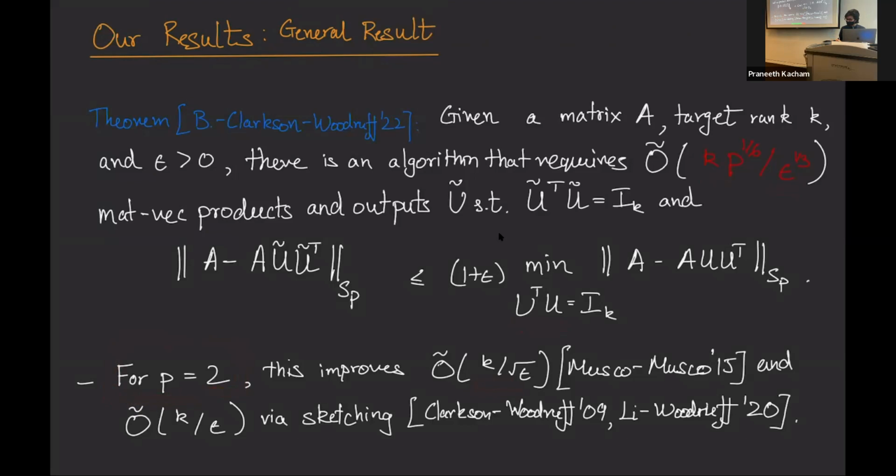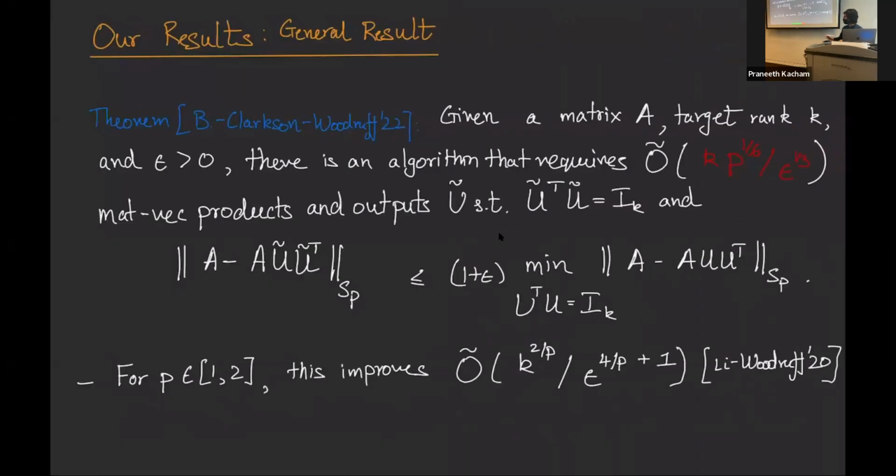And we also improve over other bounds you obtain by sketching, which are like k over epsilon, for the special case of the Frobenius norm. For p between 1 and 2, there was only one previous result, and this is polynomially worse than both k and epsilon.